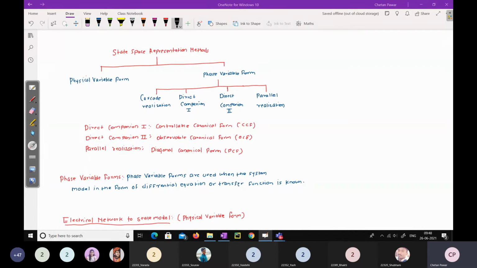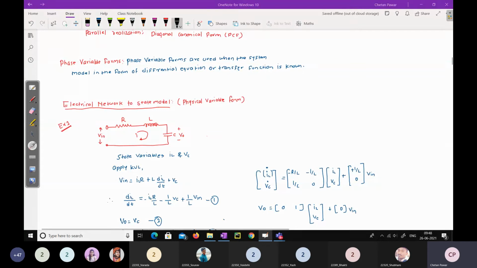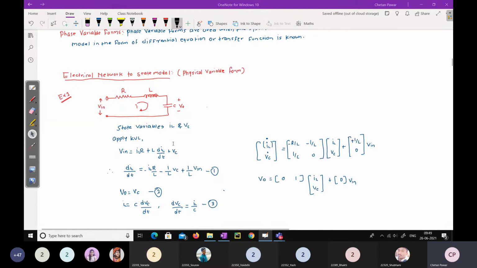So that is the electrical network to the state model. Let us see this example of an RLC circuit and how to represent this using a state space. Here you can see RLC elements are there. So what are the energy storing elements here? This inductor and this capacitor, right? So inductor current and the capacitor voltage are the state variables, IL and VC.